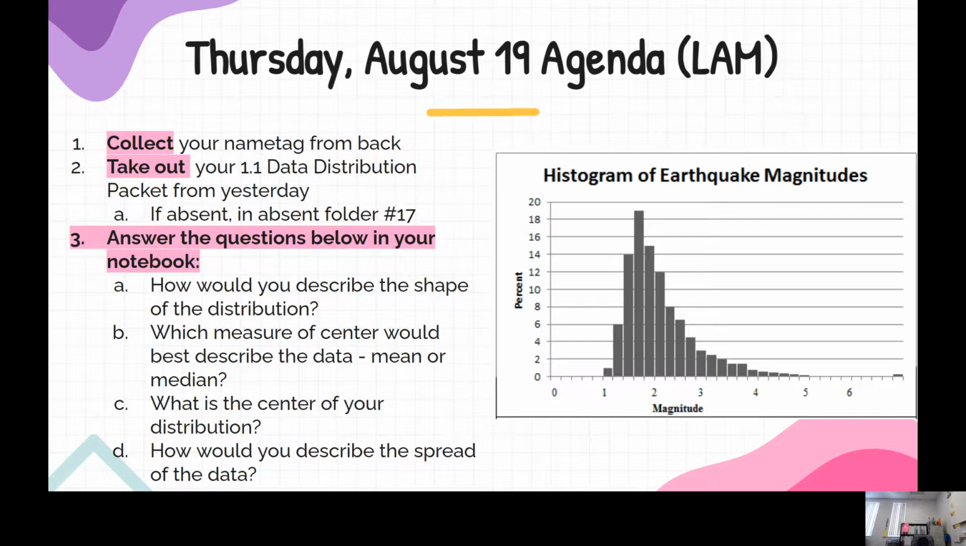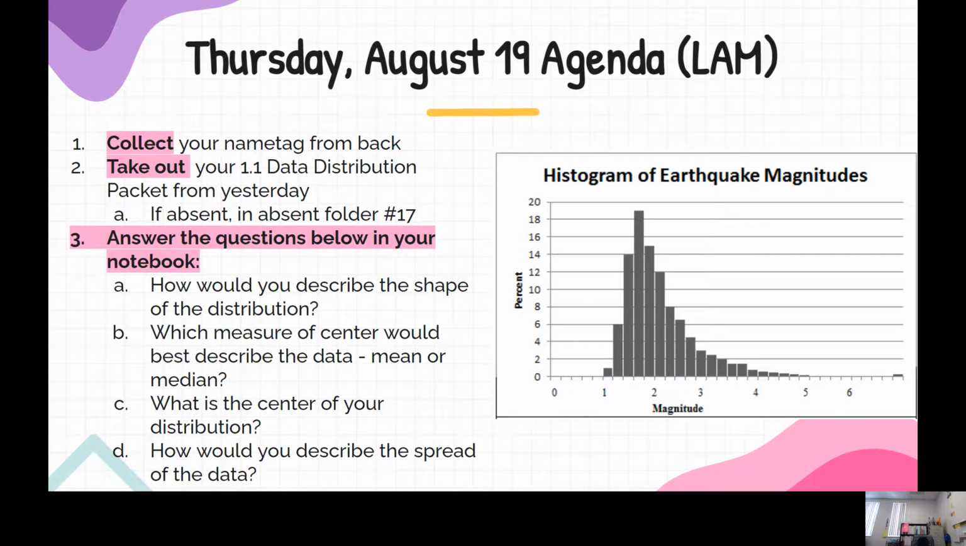Why is it right skewed? Because the hump's on the left, the peak is on the left, the long tail is on the right. So this is a right skewed distribution. So your shape is right skewed. Okay, so it's off to the side.